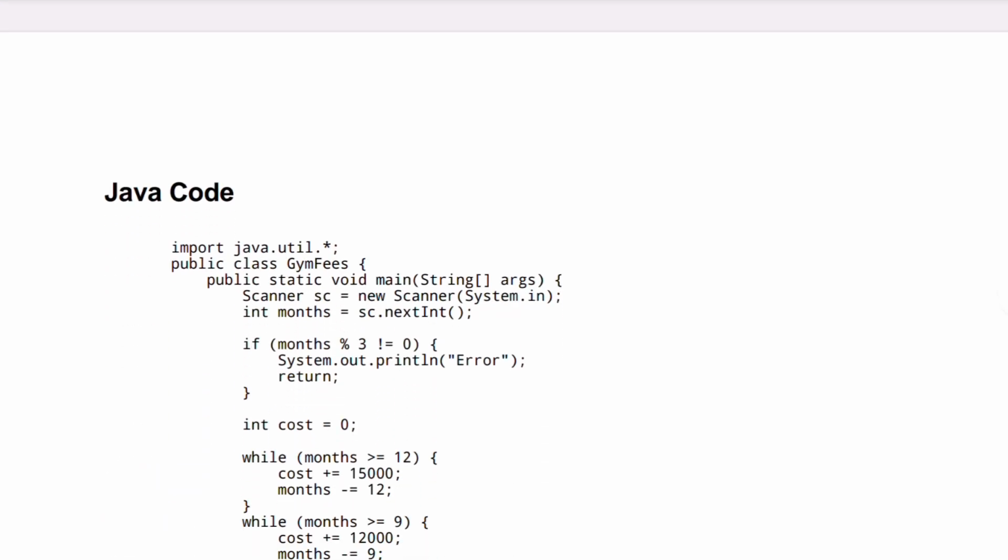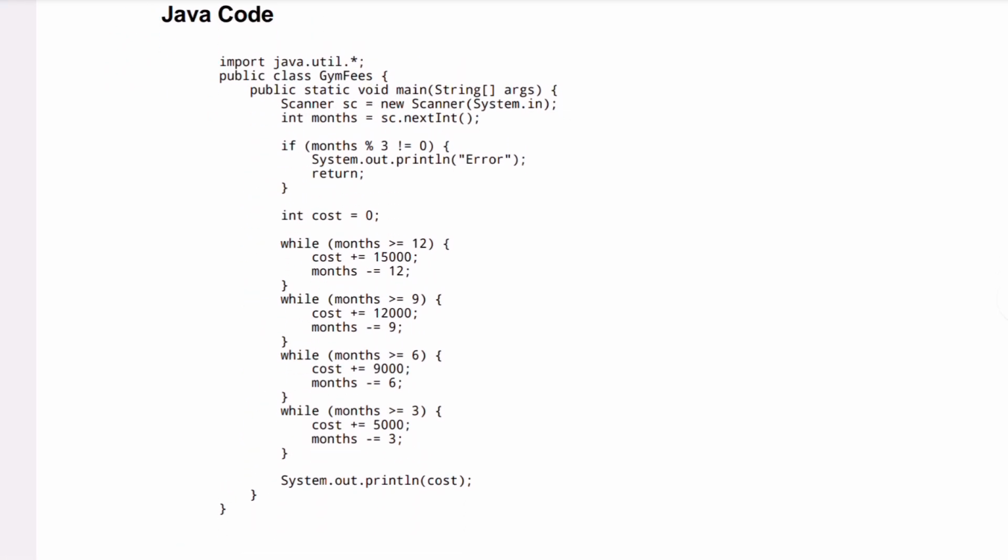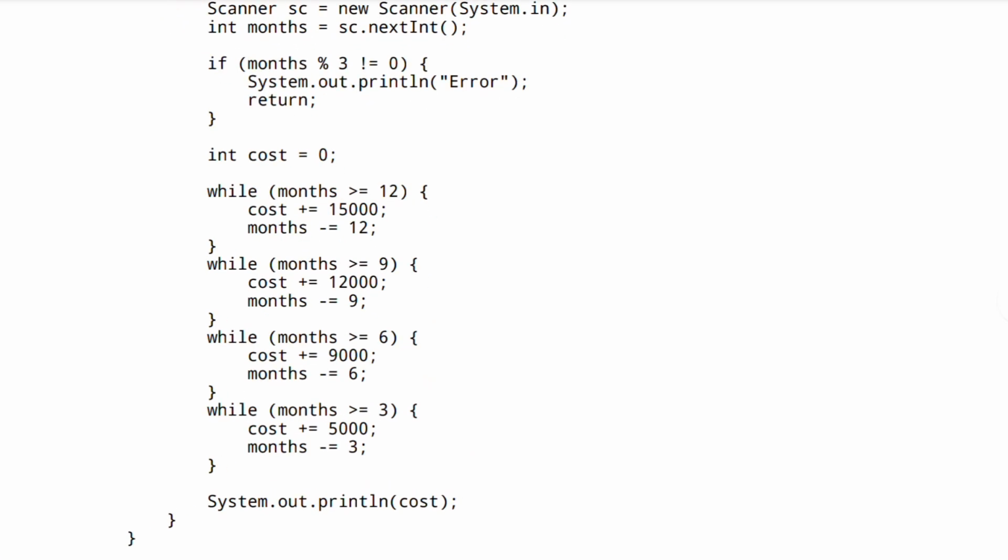As I said, this is the code. You can copy and analyze it. First, check if the number is divisible by 3. If not, then print error. Then a while loop. Check for 12 months, 9 months, 6 months, 3 months. First initialize cost as 0. Then print cost. That's it.